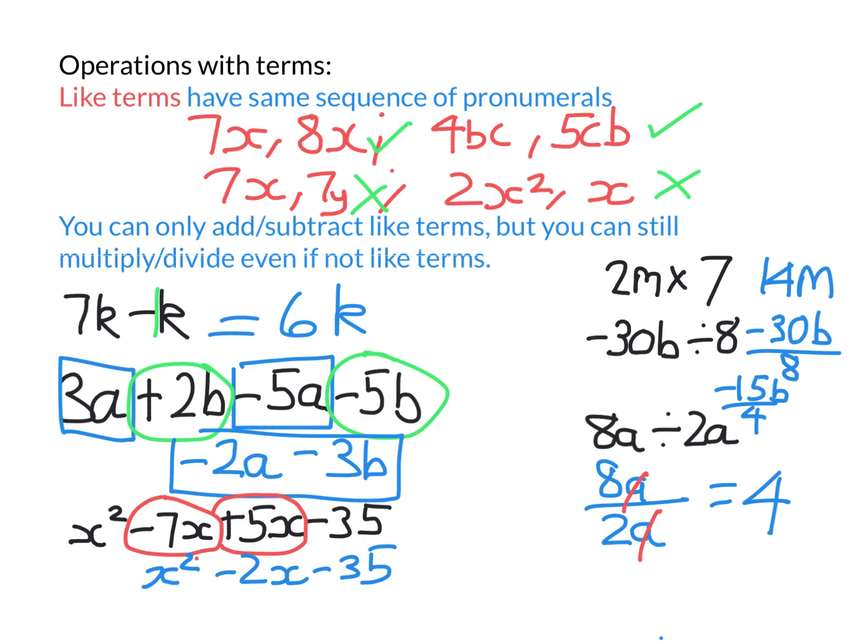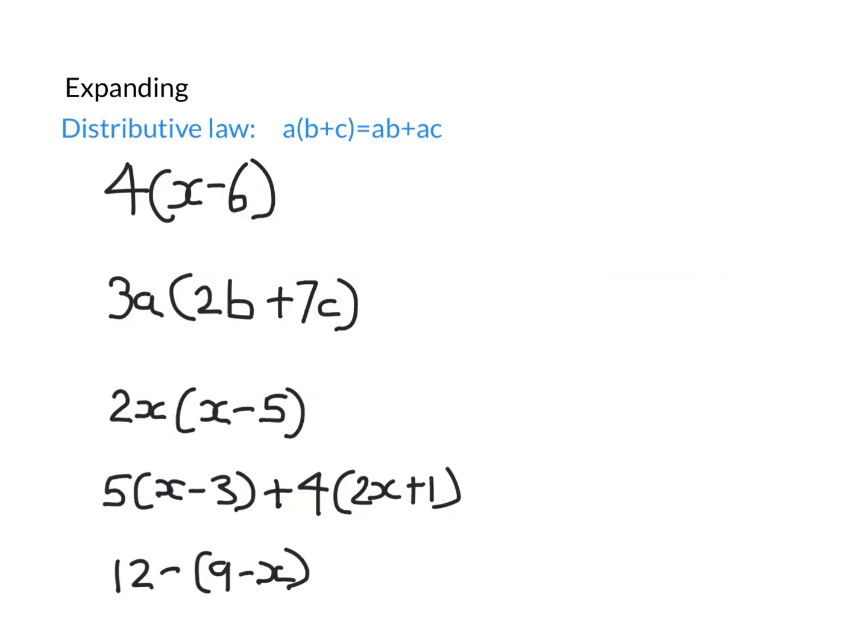All right, let's now look at expanding. So expanding is when you start with brackets and you end up with something that doesn't have brackets. Now to expand, we use the distributive law. So the distributive law says a outside of b plus c equals a times b plus a times c.